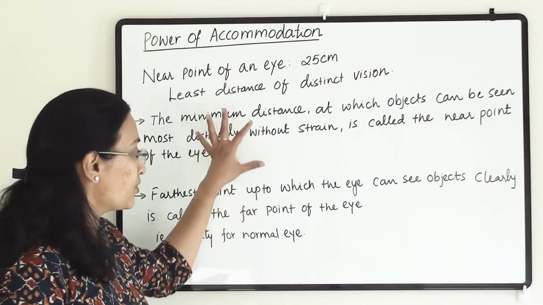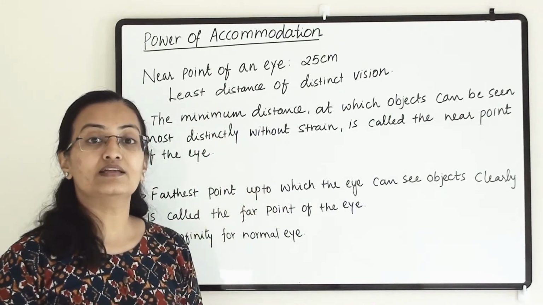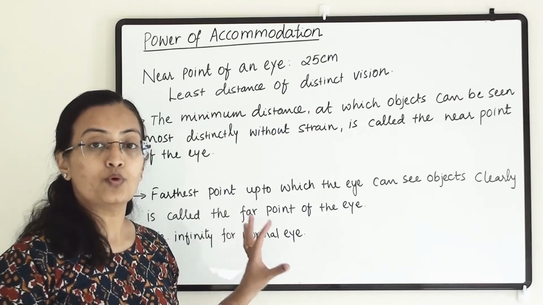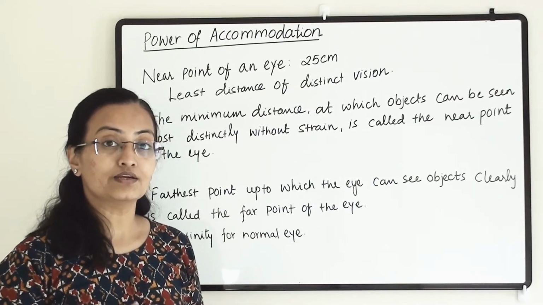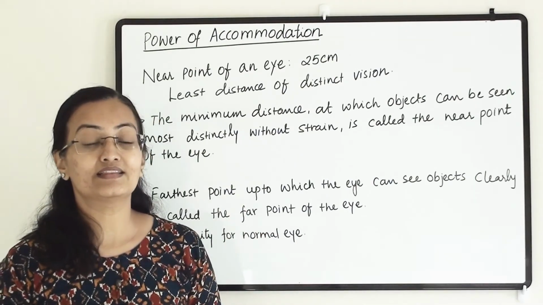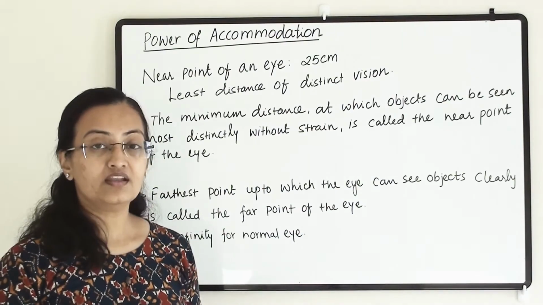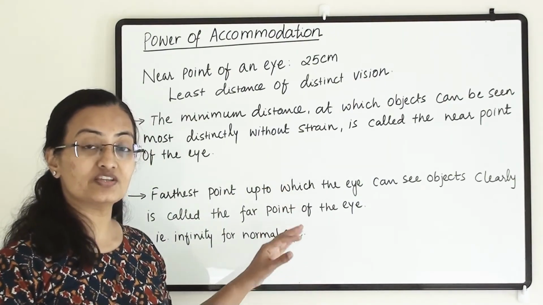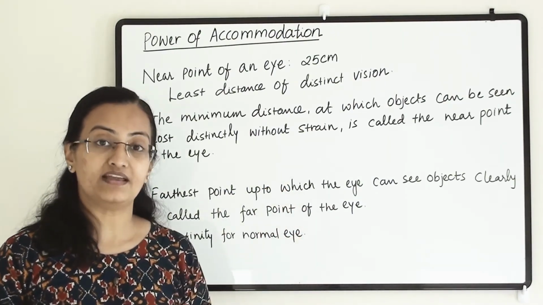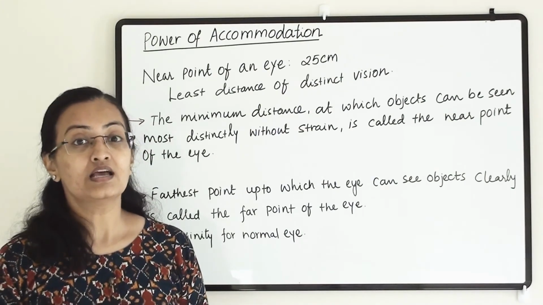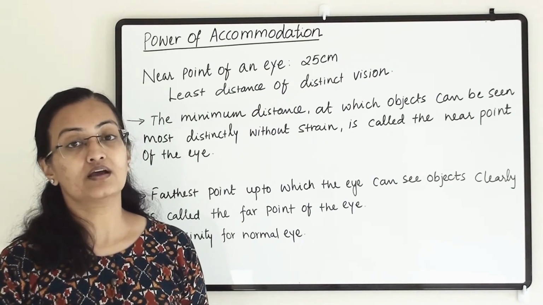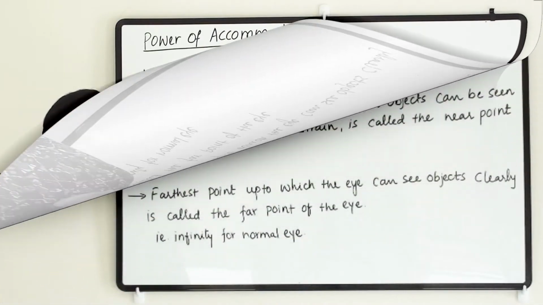So these 2 points will decide the focal length of our lens, and these 2 points will also tell us that the human eye is normal and without any defect. And if this focal length changes, then it will result in an eye defect, and these are known as myopia, hypermetropia and presbyopia.